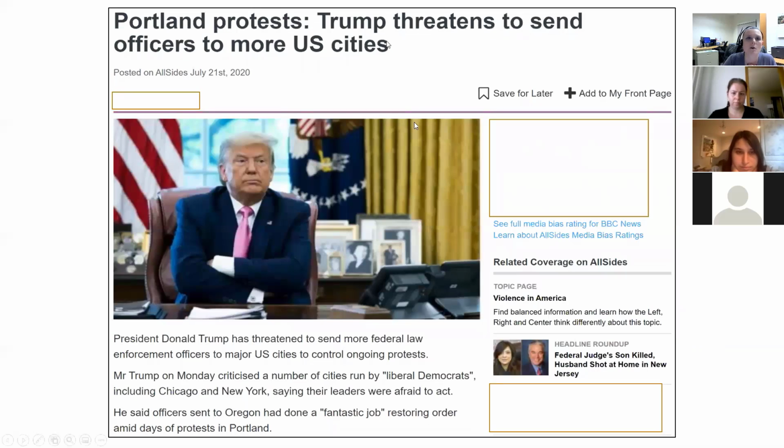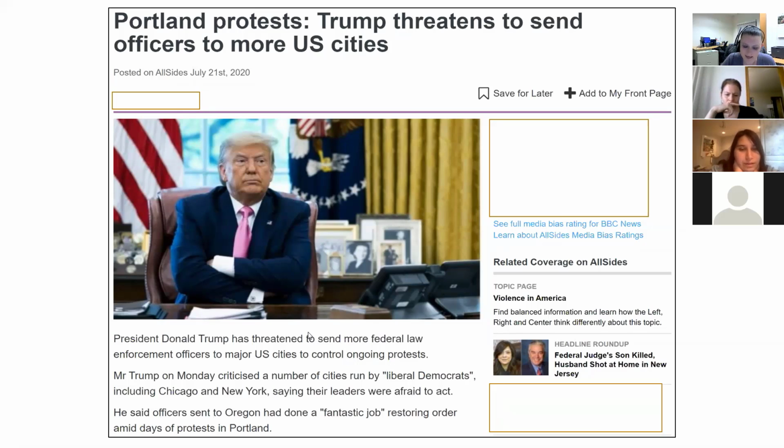Let's try another one. So Portland protests, Trump threatens to send officers to more U.S. cities, and there's a little bit of a blurb down there. So again, kind of on that spectrum, is it very biased, somewhat biased, objective, or opinion commentary? Something's telling me it's not objective, but somewhat biased, but I don't really know why. I'm guessing it's more like highlighting the officers. I'm not really sure.